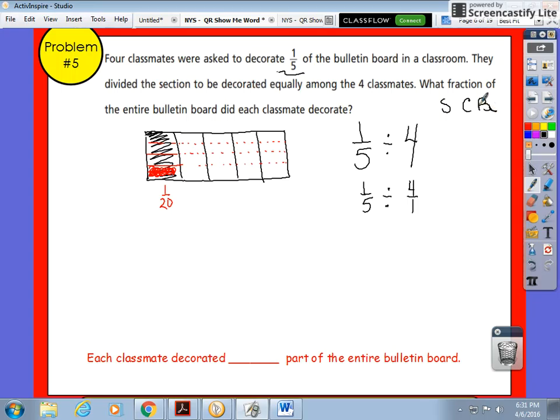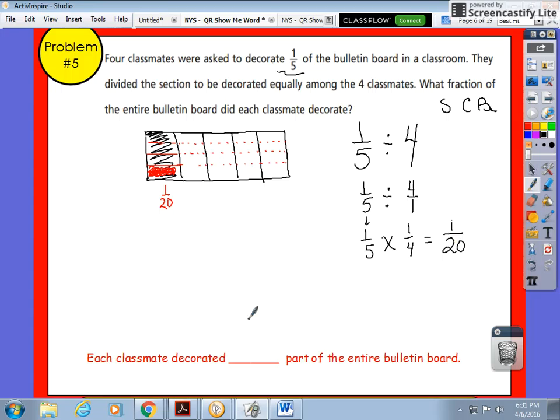So my first number stays. I change to multiplication, and I take the reciprocal of my second number. So I now have a multiplication problem, and I multiply my numerators. 1 times 1 is 1. I multiply my denominators. 5 times 4 is 20. And I get 1/20 using my math algorithm.